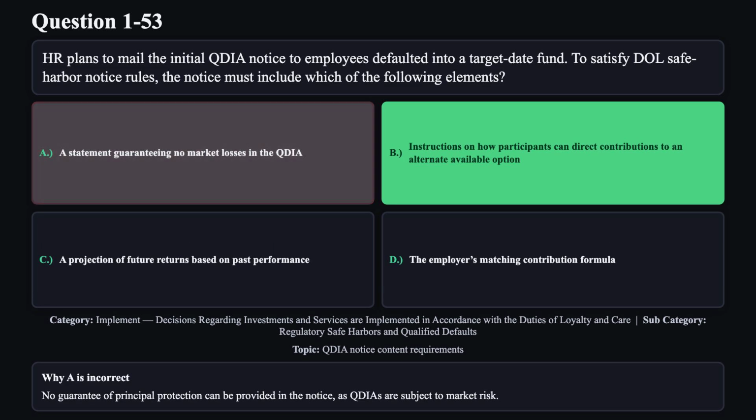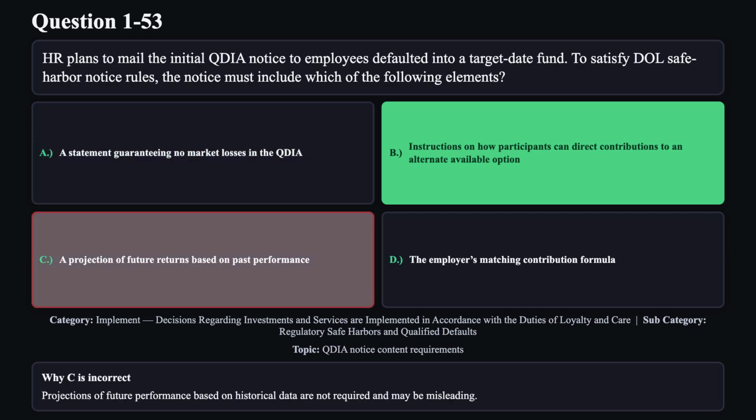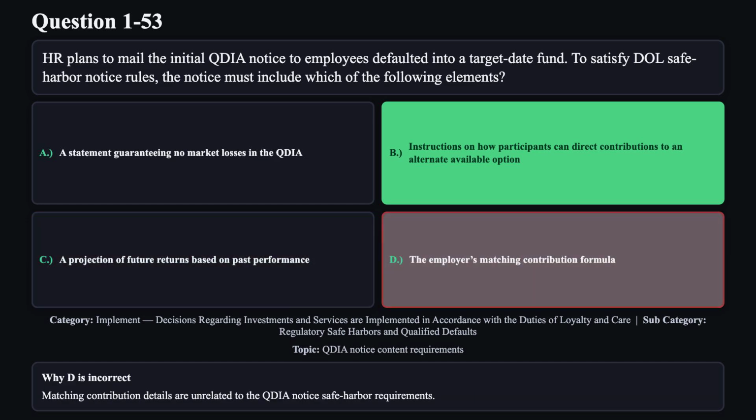Reason A is not correct. No guarantee of principal protection can be provided in the notice, as QDIAs are subject to market risk. Reason C is not correct. Projections of future performance based on historical data are not required and may be misleading. Reason D is not correct. Matching contribution details are unrelated to the QDIA notice safe harbor requirements.